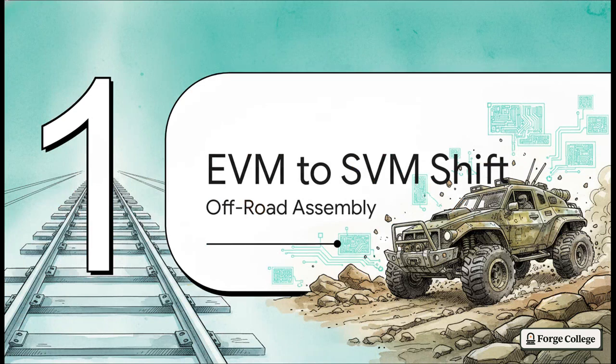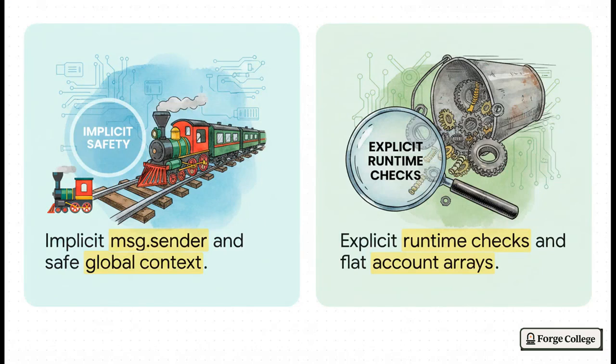Section 1. The EVM to SVM shift, from invisible rails to off-road assembly. This right here is the fundamental paradigm shift you have to make in your mental model. Over in the EVM, it's cozy. You have global variables like msg.sender. The network just inherently knows who is calling the contract and implicitly authenticates them. It's like having training wheels.